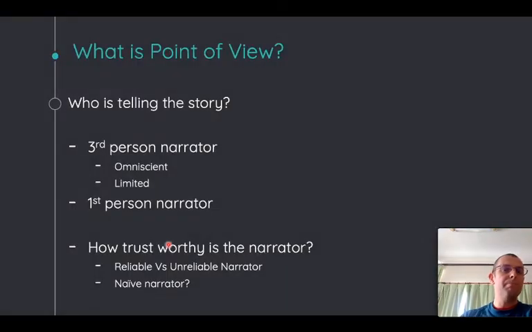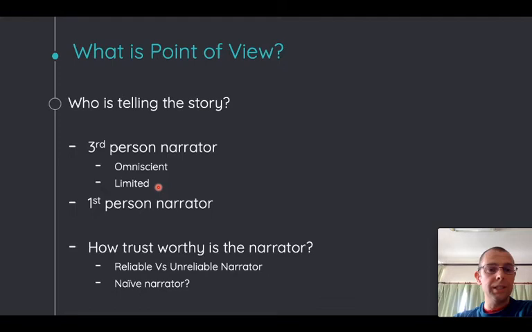So what is point of view? Basically, point of view is who is telling the story. That could be the narrator, who could be a third person narrator, and generally speaking, an omniscient narrator, which is where the narrator is not very close to any of the characters. We get to see a broad field of the characters. A lot of literature from the 19th century is written like this.